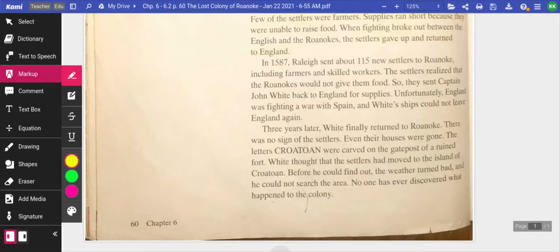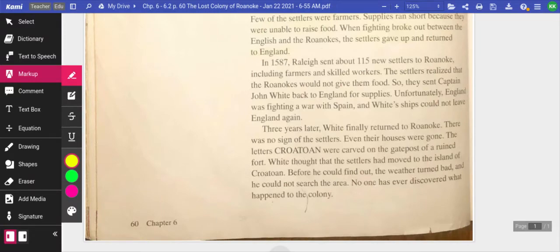In England, blank believed that colonies in North America could make his country richer and more powerful too. Who was that? That was Sir Walter Raleigh. And if you recognize his last name, Raleigh, North Carolina was named after him. Number three, sailors landed on an island near present-day North Carolina that they called blank. And they named it Roanoke after the Native American tribe that was indigenous to that area. They called it Roanoke because that was the name of the Native Americans there.